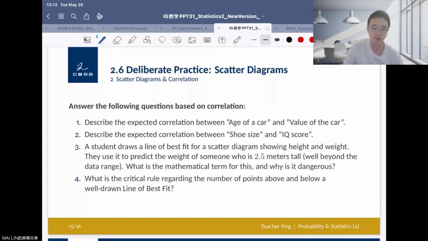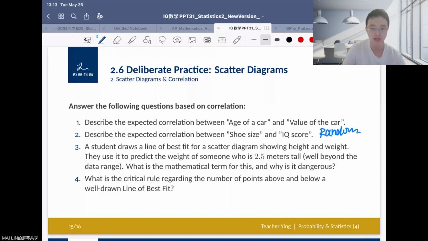The first problem is to describe the expected correlation between the age of a car and the value of the car. As the age of the car increases, the value of the car must decrease, right? So this is a negative correlation. For the second problem, describe the expected correlation between shoe size and IQ score. Here there's not a very clear relationship between them. It's not positive or negative, so there's no relationship. They're random.